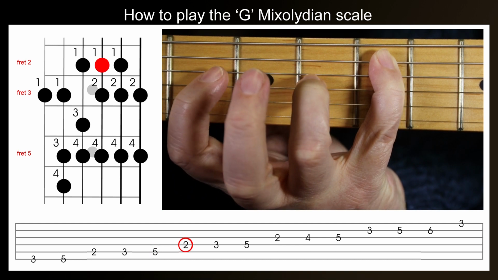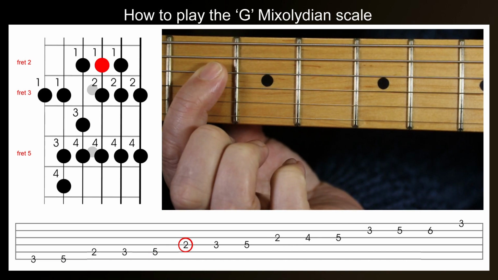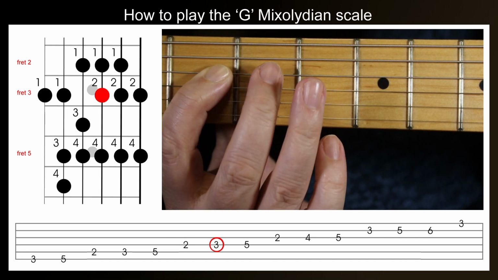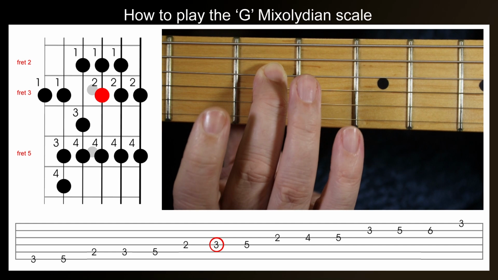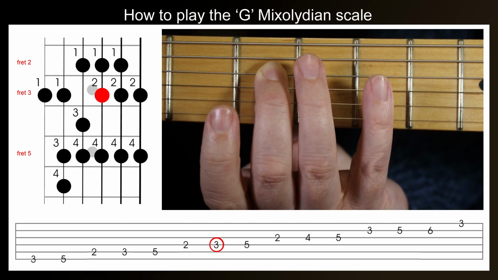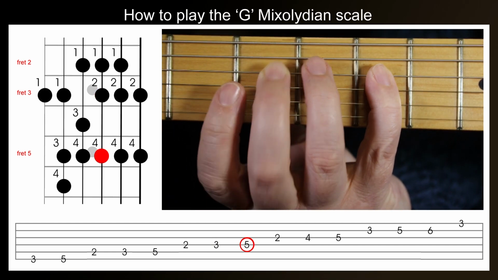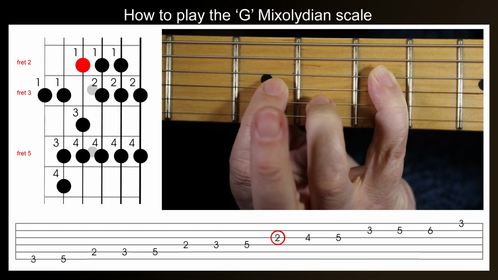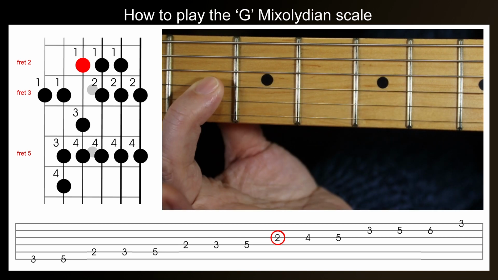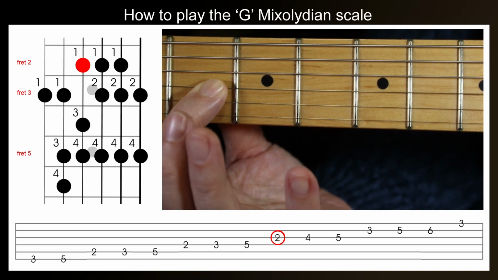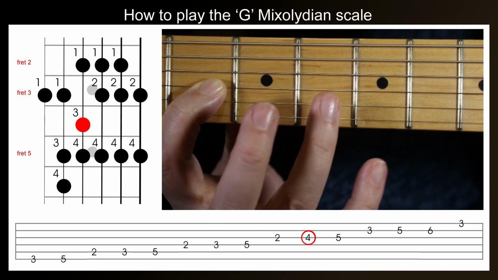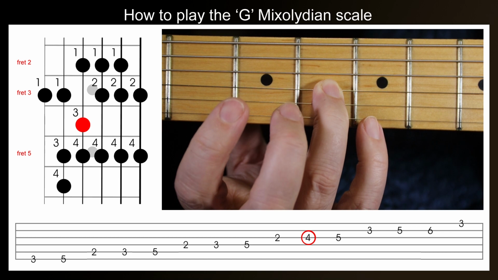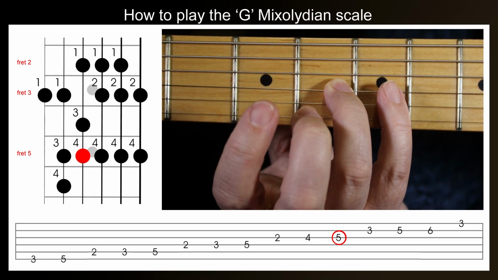Play the 2nd fret of the D string with the 1st finger. Play the 3rd fret of the D string with the 2nd finger. Play the 5th fret of the D string with the 4th finger. Play the 2nd fret of the G string with the 1st finger. Play the 4th fret of the G string with the 3rd finger. Play the 5th fret of the G string with the 4th finger.